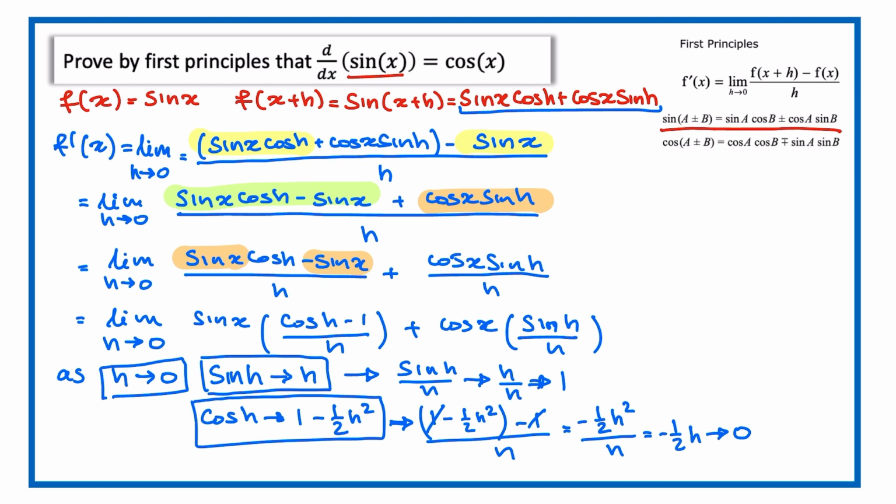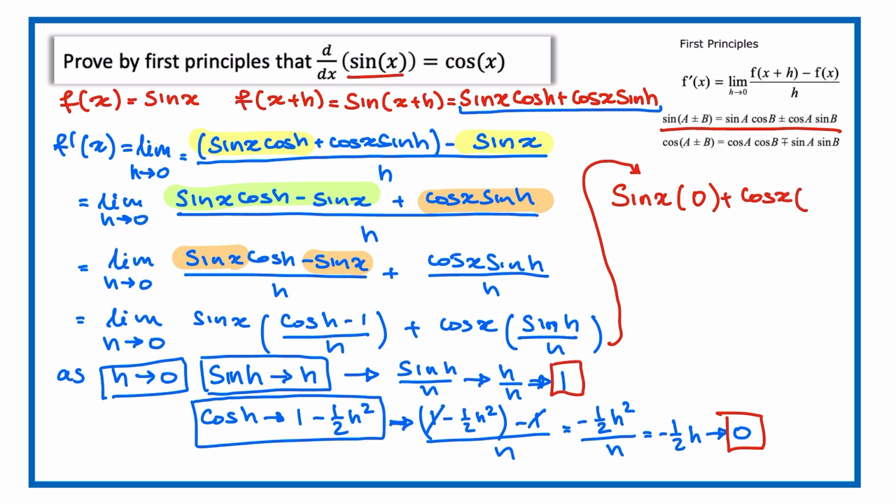So just to summarize, going back here to finish this off, this simply becomes sine x bracket cos h minus 1 over h. We proved that that gives us 0, so that'll be 0 plus cos x bracket, and we know sine h over h gives us 1, so that'll be 0 plus cos x, leaving us with an answer of simply cos x as our final answer. So this is how you prove the differentiation of sine x is equal to cos x using the first principle. Let me know what you think of this question below.